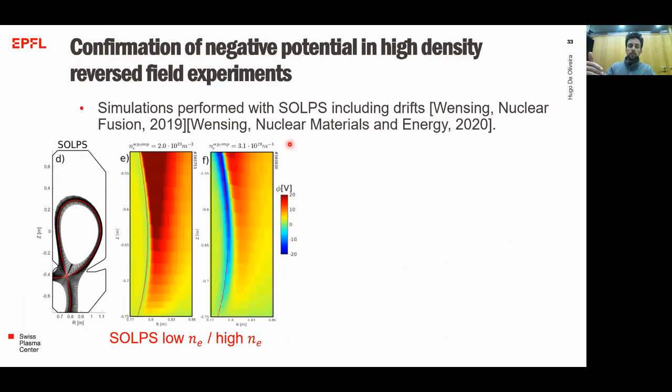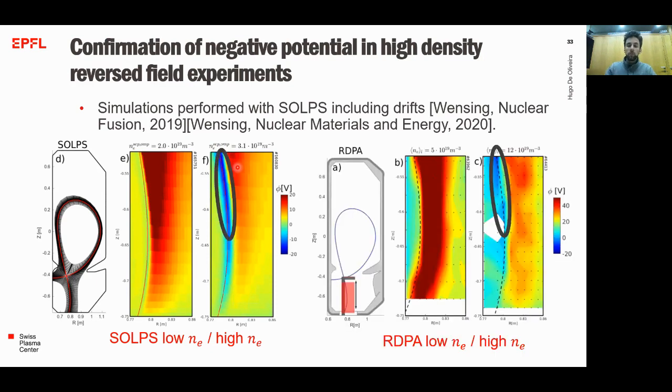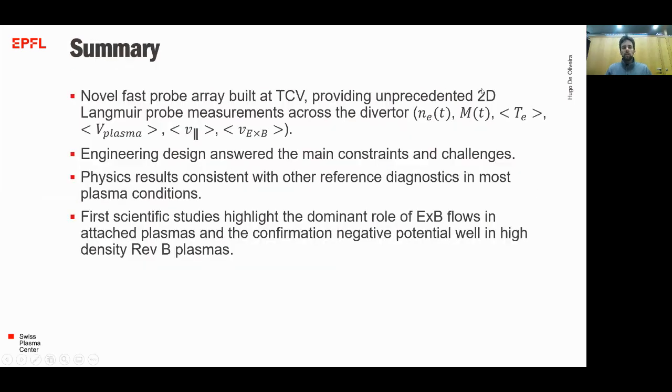Finally, this last result that I wanted to share with you is the confirmation of a negative potential in high-density reverse field experiments. So Mirko Wensing and some other colleagues have performed SOLPS simulations of the TCV divertor, including drifts, and they expected the appearance of a negative plasma potential in high density, which was later confirmed with the RDPA measurement only in the high density case.